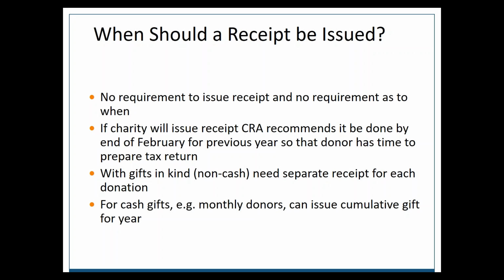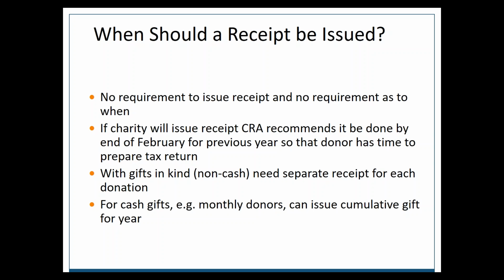We've said that charities don't have to issue receipts ever. So the answer is there is no particular timeline that you have to issue a receipt by. But what CRA recommends is that generally by the end of February, you should issue receipts for the previous year so that the donor has it in time for when they're preparing their tax returns in March or April. Okay, so that's sort of the general advice.